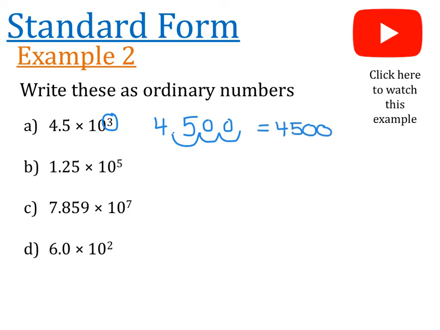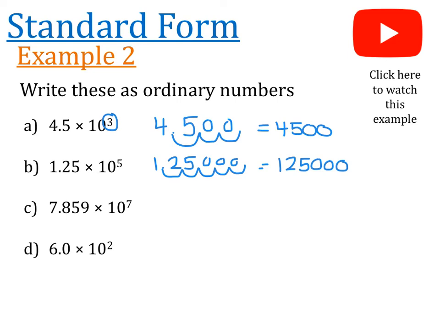4,500. Okay, for question B, it says 1.25 times 10 to the power of 5. So I'm going to rewrite that, 1.25. And I have to move the decimal 5 places. 1, 2, 3, 4, 5. And as you can see, I need 3 zeros to fill that in. So it's 1, 2, 5, 0, 0, 0.